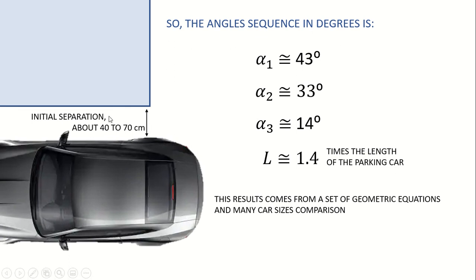So I found the initial separation is about 40 to 70 centimeters. It varies from car to car, of course. The angle sequence in degrees is, in most of the cases, about 43 for alpha 1, about 33 for alpha 2, and about 14 for alpha 3. The length is about 1.4 times the length of the parking car. That's for easy reference. The result comes from a set of geometric equations and many car size comparisons.